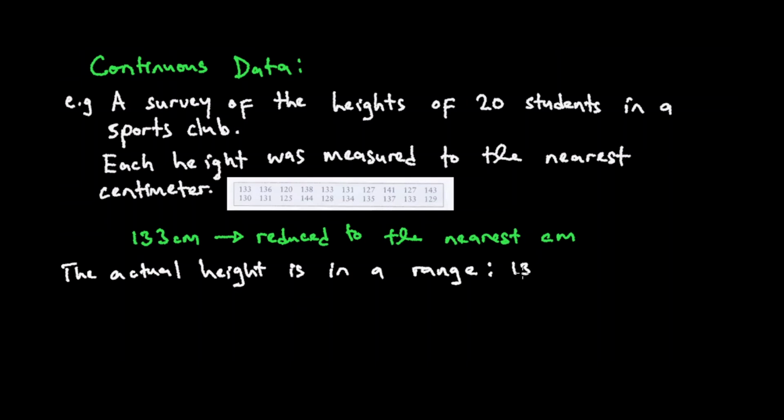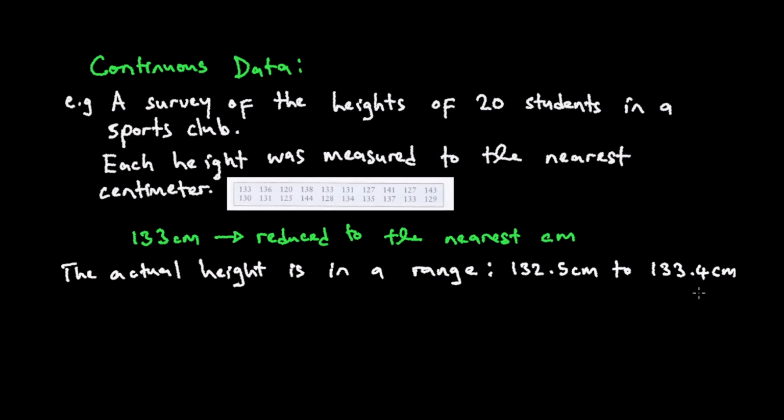From 132.5 centimeters to 133.4 centimeters. This is going to be the range. So, we do not actually know the actual value of the height, but we know that it's going to be in the range 132.5 centimeters to 133.4 centimeters. So, that is an example of continuous raw data. Raw means unprocessed or unordered.